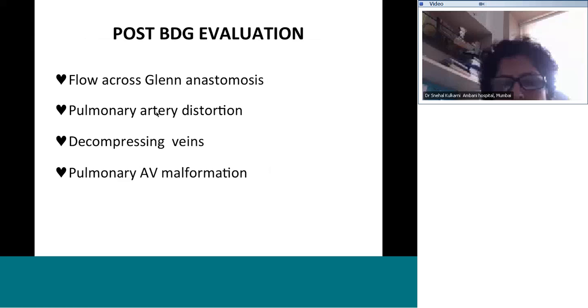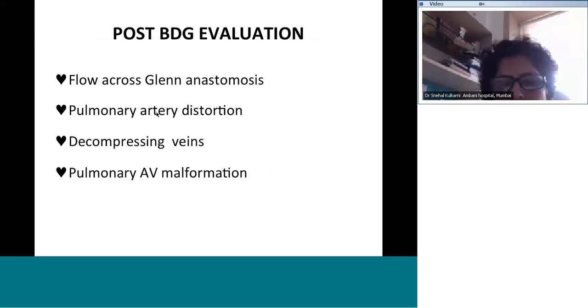So we need to see the flow across the Glenn anastomosis. Is there any pulmonary artery distortion? Because sometimes you may see some flow acceleration, and a mean gradient of even more than 2 millimeters is very high in this kind of situation. Is there any pulmonary artery distortion at that particular site?